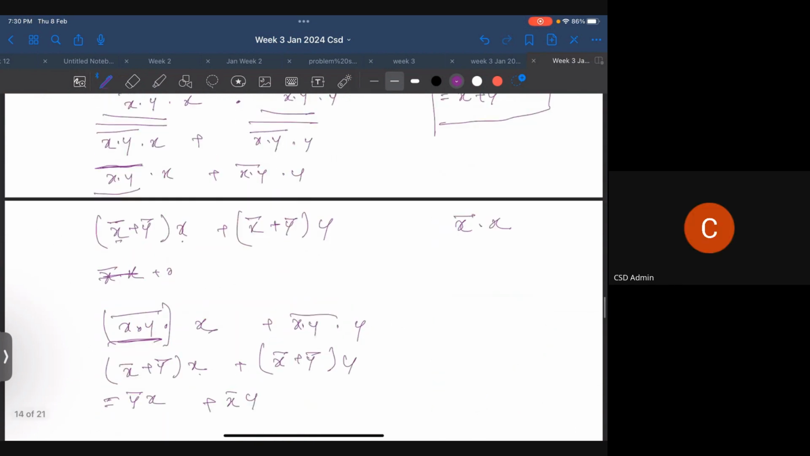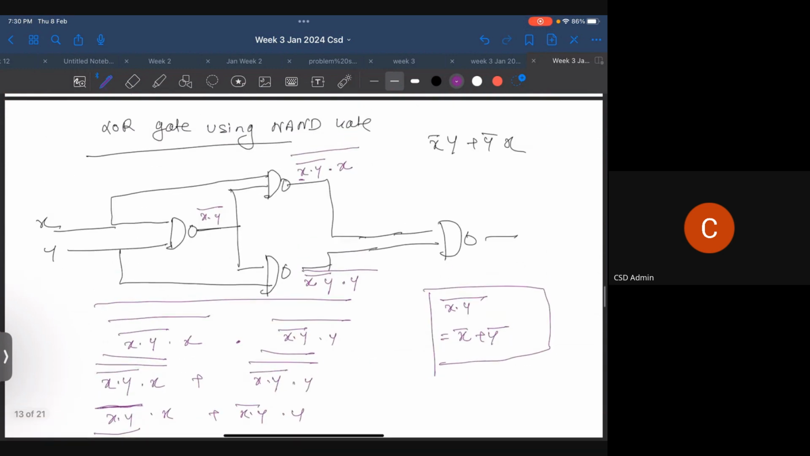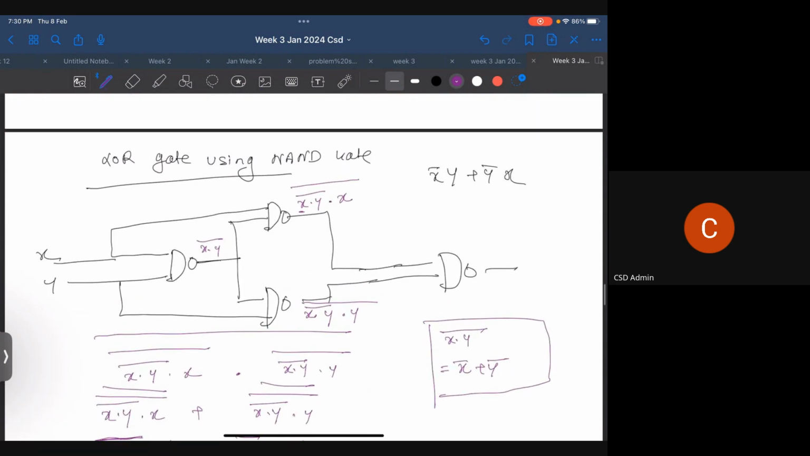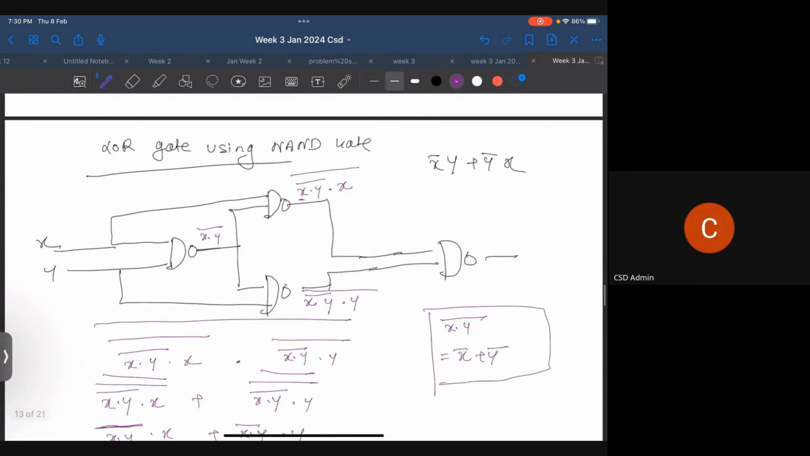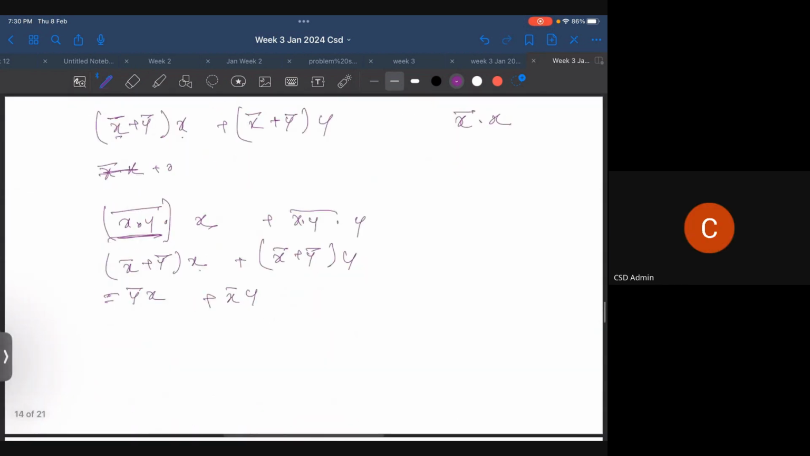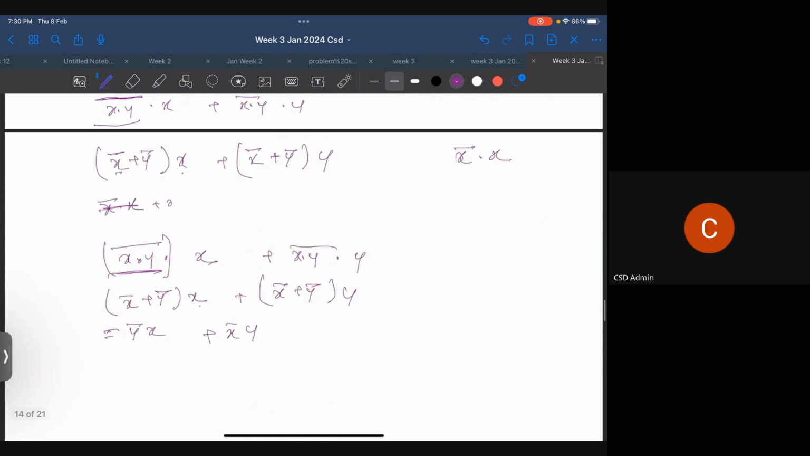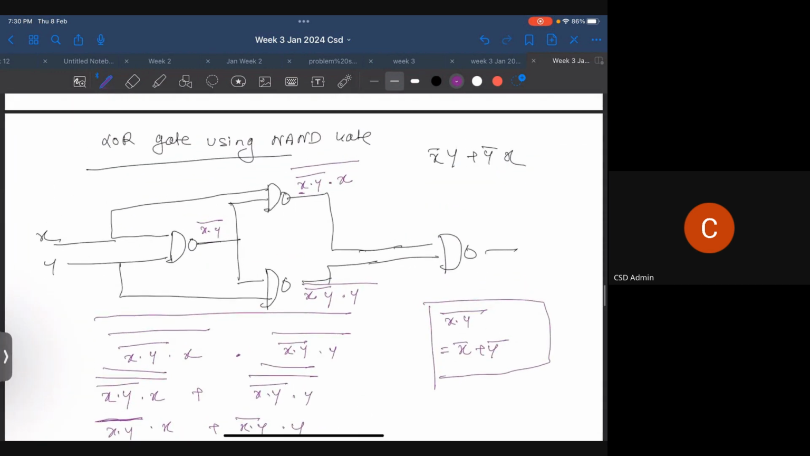If you design XNOR, again one more NAND gate is required. Can we repeat this XOR gate using NAND gate, and how we arrived at this diagram? So we have to finally reach the final expression X bar Y plus Y bar X, right?